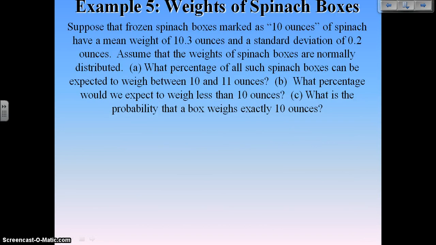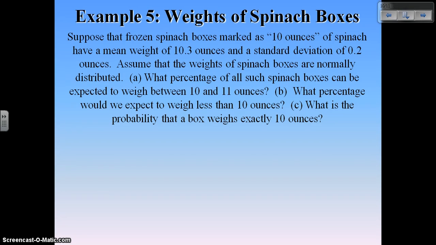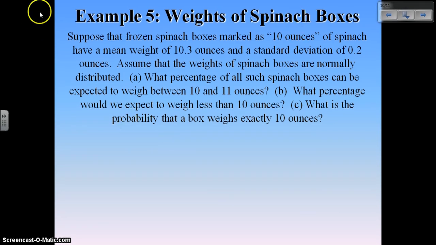Alright, our last problem. Weights of spinach boxes. Yum, yum. We all love spinach so much. Actually, that's a lie. I don't. I hate it.